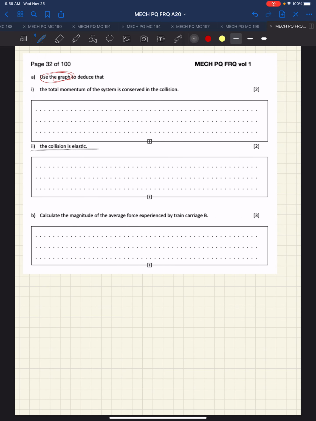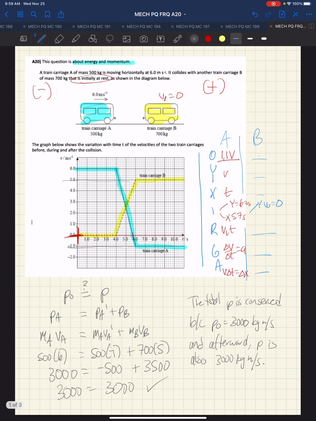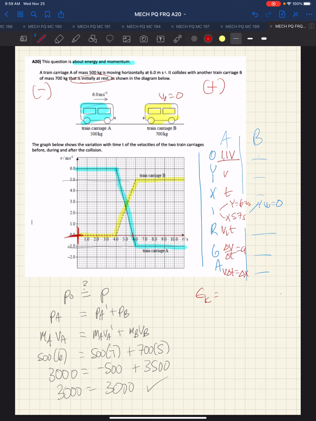Second part, that the collision is elastic. Well, for the collision to be elastic, we need for the kinetic energy to be conserved. So I'm just going to erase my paragraph here and do this right next to it so it's easy for us to refer to the graph. So now we're asking, does the initial kinetic energy equal the final kinetic energy? Well, we have the kinetic energy of A beforehand, the kinetic energy of A prime afterward, and the kinetic energy of B. So we have 1/2 MA VA squared equals 1/2 MA VA prime squared plus 1/2 MB VB squared.